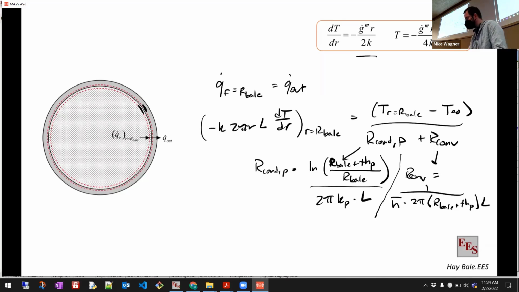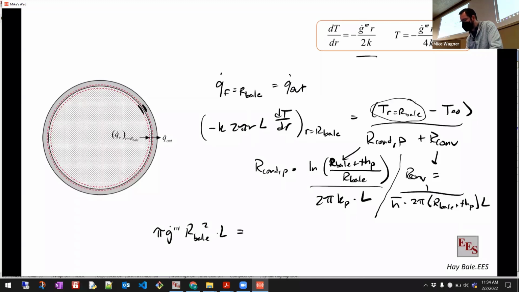What do we do for this T at R up here, right? This guy up here? What is that actually? We're saying, let's take our expression for T, the thing up in the right-hand corner, G dot triple prime r squared over 4k plus C2. Substitute that equation in there, evaluate that equation at r equals R bale, evaluate the left-hand side at r equals R bale, and then that's our boundary condition equation, right? So if we do that, just skipping some algebra for you, we end up with pi G dot triple prime R bale squared times L on the left-hand side.